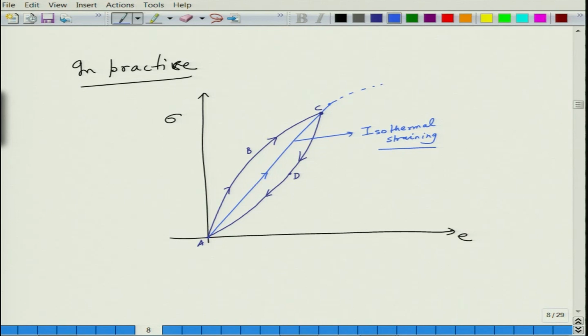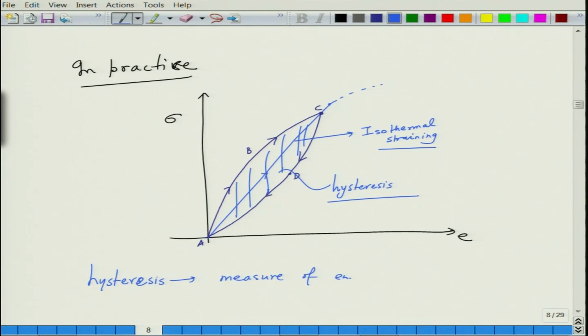So, whatever condition we do, we get a hysteresis here. So, this is the sort of hysteresis which is basically the measure of energy dissipated in the process of elastic deformation.